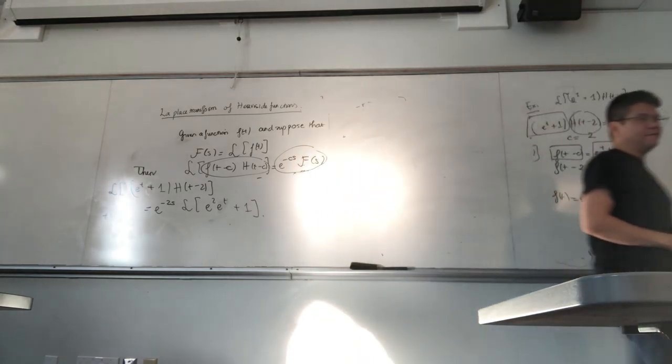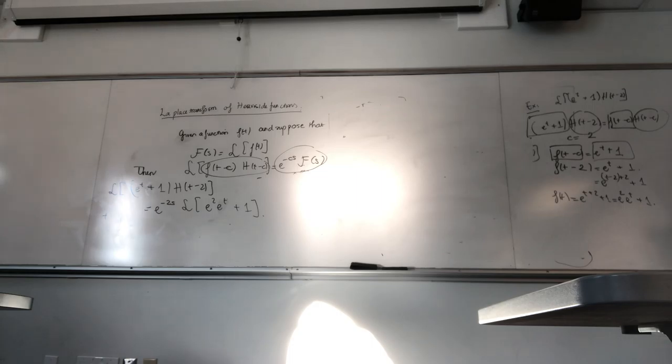Right, so I explain again. I have the Laplace transform of e to the t plus 1 times h of t minus 2. This gives you f of t minus c, h of t minus c. In this case c is 2, so f of t minus c is e to the t plus 1, which means that f of t has to be e squared times e to the t plus 1.